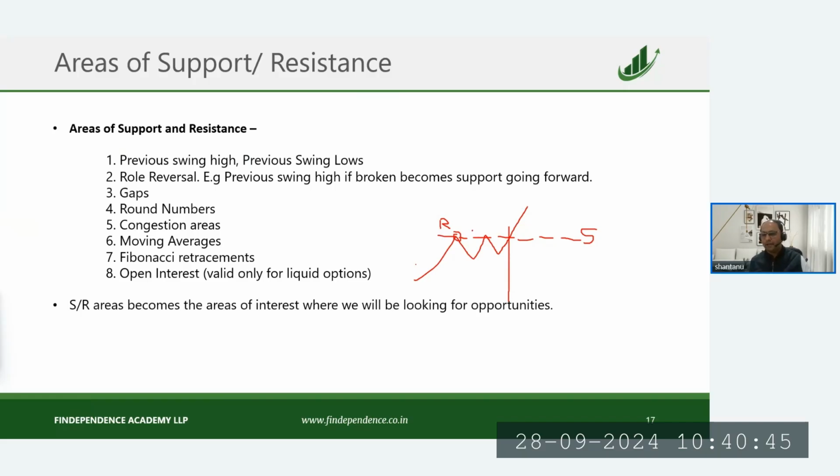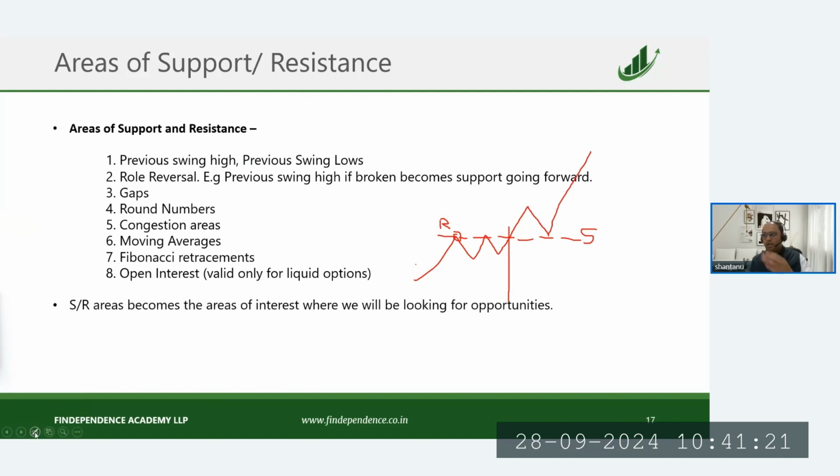Role reversal will happen when resistance gets broken, it will act as support. If support gets broken, it will act as resistance. An example is a previous swing high, if broken, becomes support going forward. That I have drawn on the chart. From this point onwards, resistance got broken on the upside. Now, if the prices have to come down, they may take support at the role reversal area.